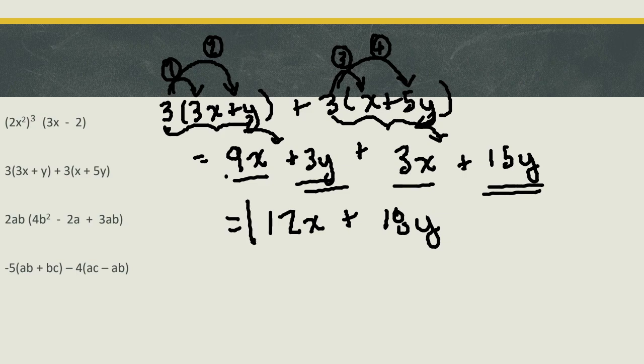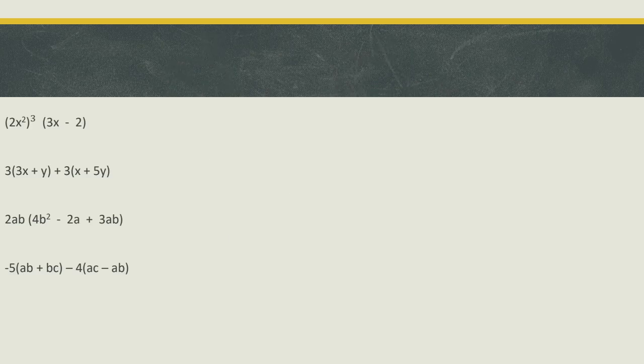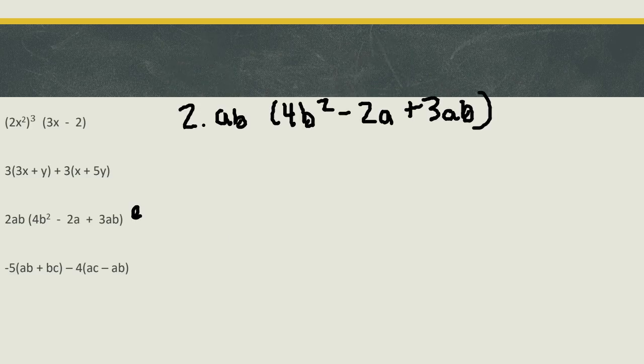Okay, so let's move on to this one. We have 2ab(4b² − 2a + 3ab). In the distribution law, it doesn't just need a binomial in the second term, right? A binomial means two terms, a monomial is one term, a trinomial is three terms. I think we covered that in the last video. I hope so. Pretty sure we did.